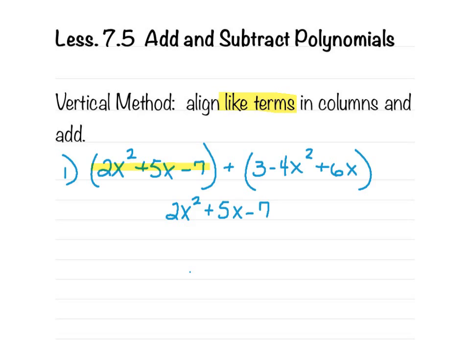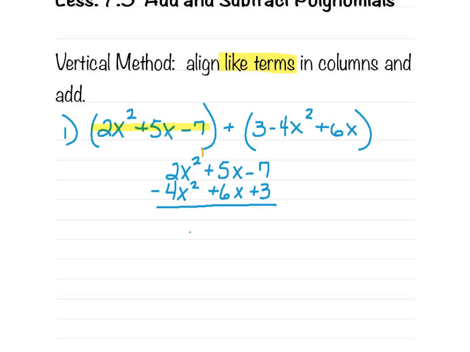The other one, however, is not in standard form. Notice that the variable terms are not in exponent descending order. So we do need to rearrange the terms so that we can align our like terms. So we have negative 4x squared plus 6x plus 3. Please notice that the x squared terms are aligned, the x terms are aligned, and my constants are aligned.